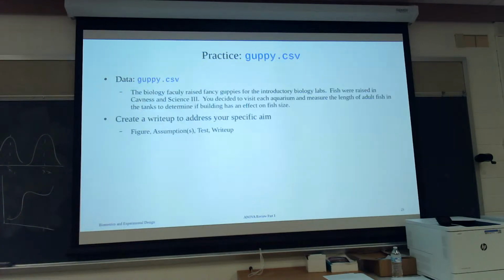All right, so for Wednesday, we've got Gqplots.csv. Faculty raised fancy guppies for the intro bio labs. Fish were raised in both cabinets and Science 3. So what you did was go to the different aquaria and say, hey, if they were raised in a certain building, does that have an effect on their overall size? Download the data set, check your assumptions, run your test, and have a write-up. We'll talk about this on Wednesday and review it, just as a trial run of checking your assumptions and seeing if everything works.